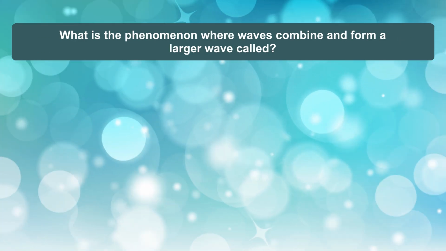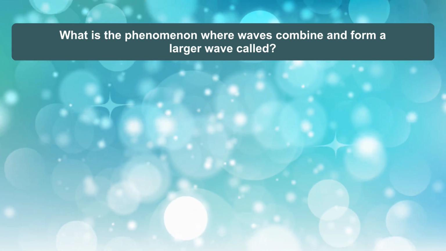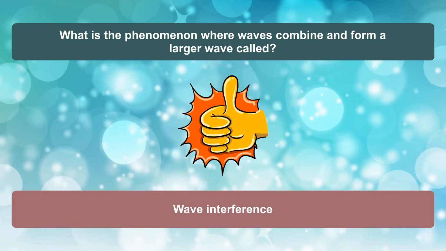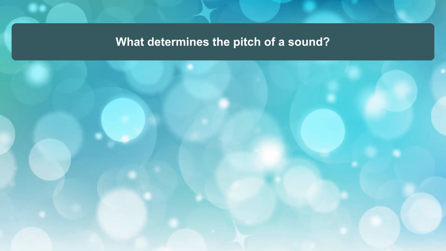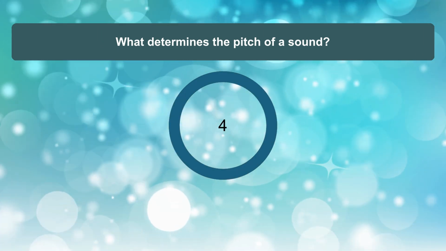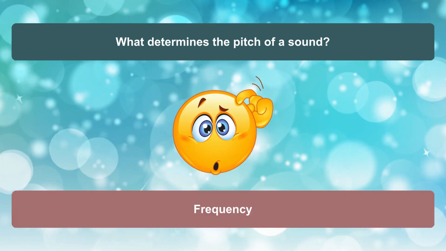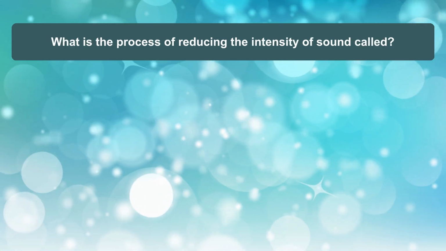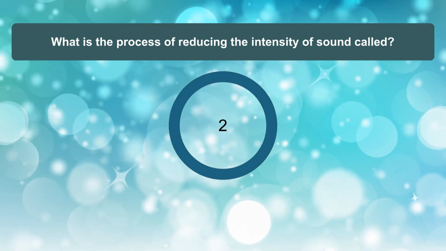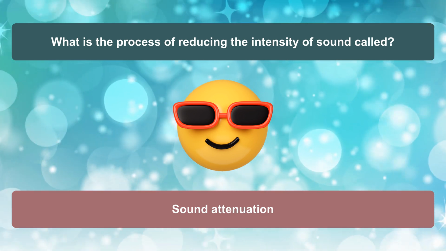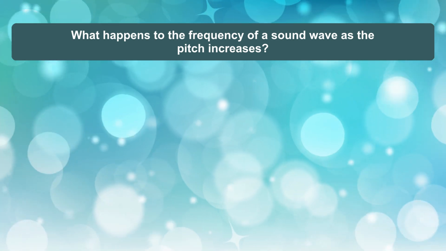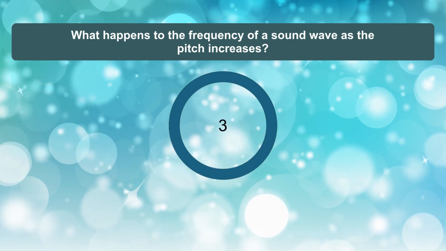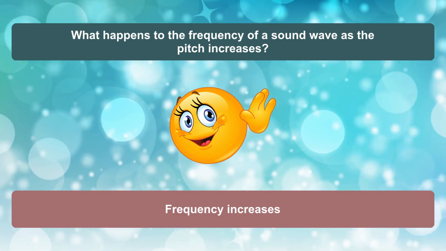What is the phenomenon where waves combine and form a larger wave called? Wave interference. What determines the pitch of a sound? Frequency. What is the process of reducing the intensity of sound called? Sound attenuation. What happens to the frequency of a sound wave as the pitch increases? Frequency increases.